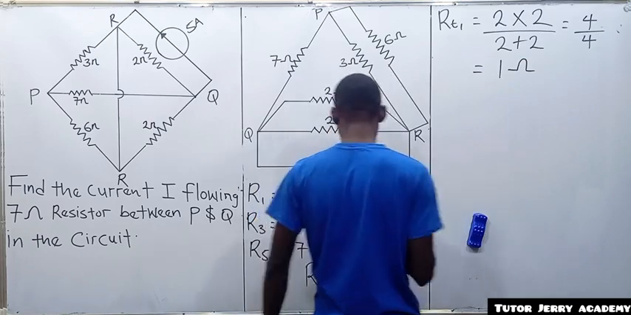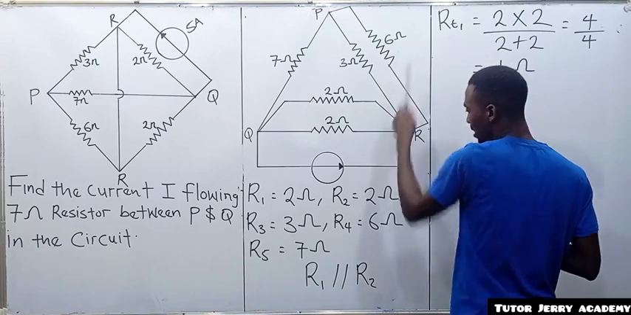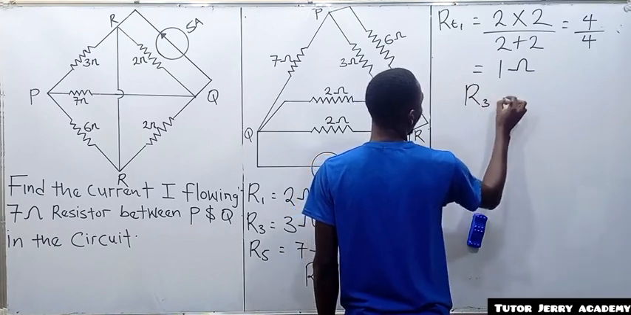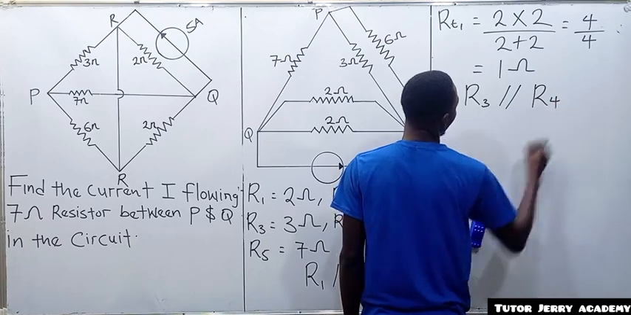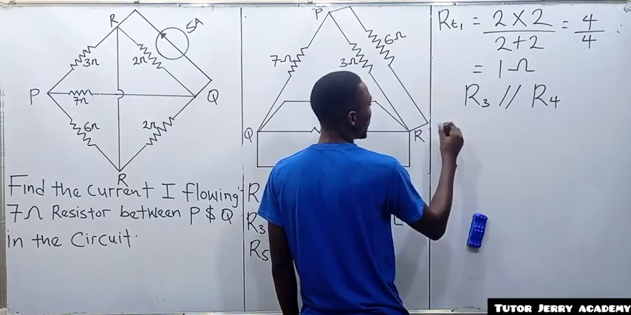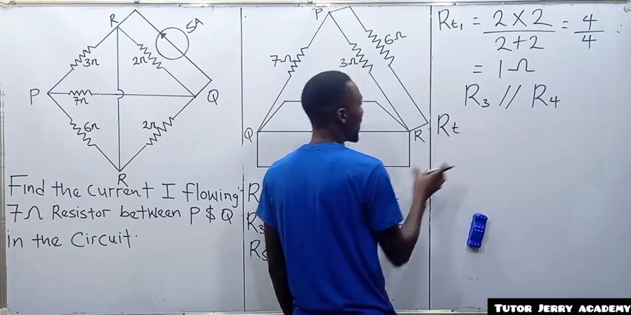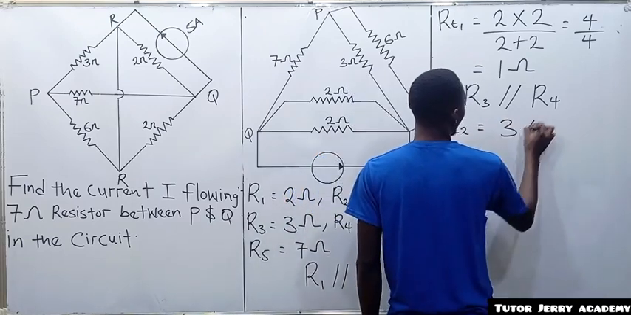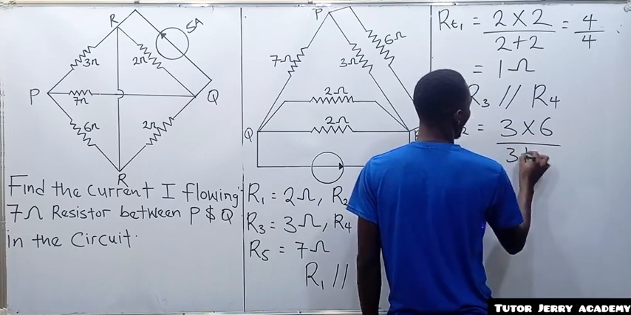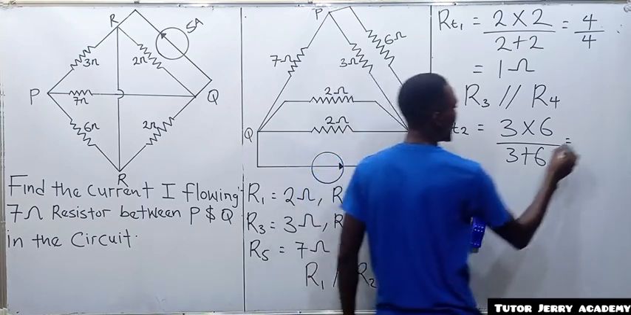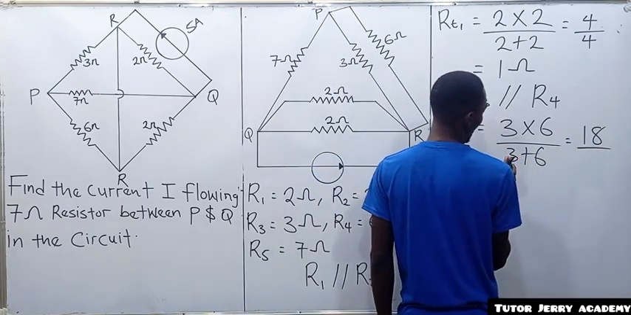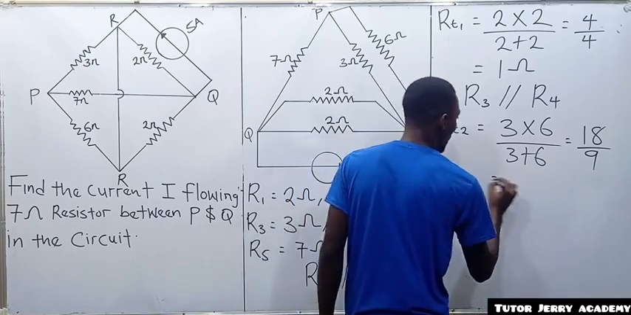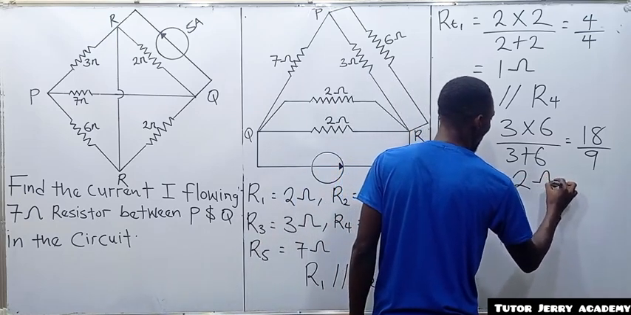Again, you are going to observe that the 3 and 6 are in parallel. That is, R3 is parallel to R4. Let's combine them together and call the total resistance RT2. This will be equal to 3 multiplied by 6 divided by 3 plus 6. 3 multiplied by 6 is 18, and 3 plus 6 is 9. And 2 times 9 is 18, so this is going to be 2 ohms.